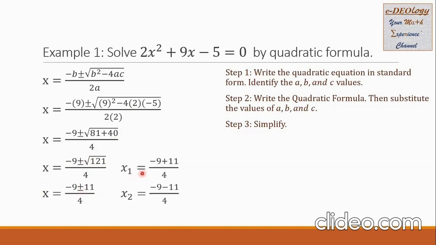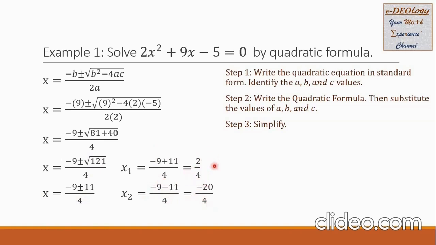The x sub 1 is equal to, we will use first the plus sign. So negative 9 plus 11 all over 4. For the x sub 2, the negative sign will be used. So negative 9 minus 11 all over 4. Then let us simplify both. Negative 9 plus 11 equals positive 2 over 4. The negative 9 minus 11 equals negative 20 over 4.